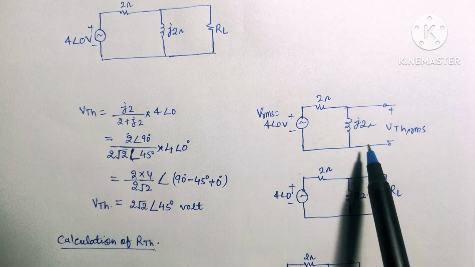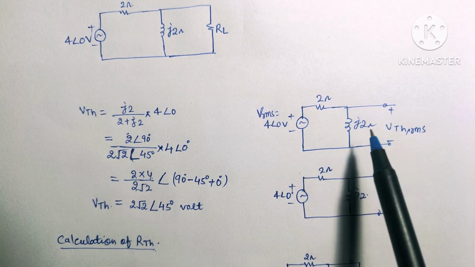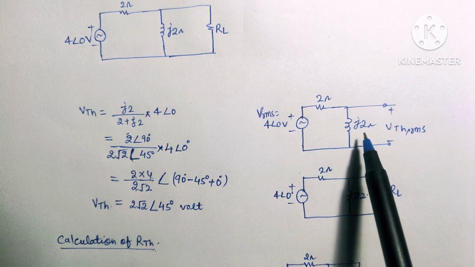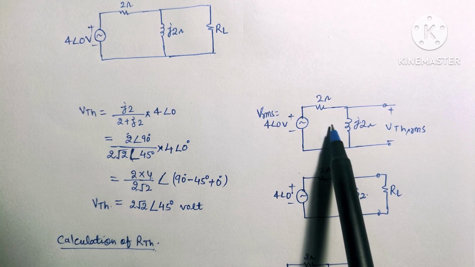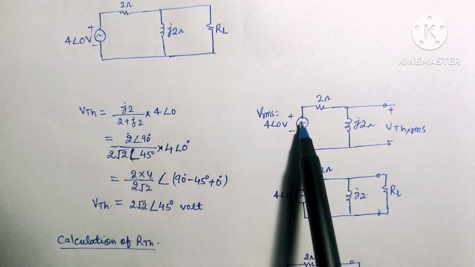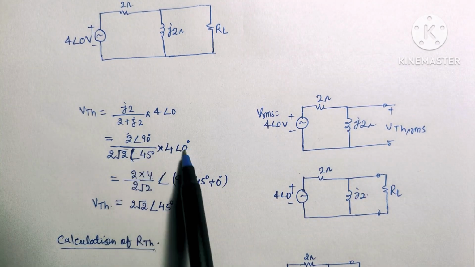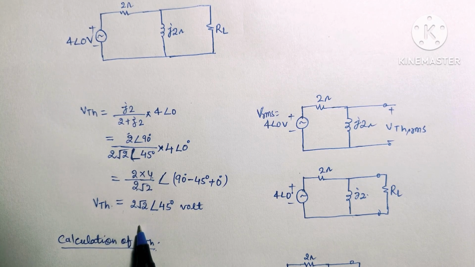Then VTH can be written by using the voltage division rule. We need to find the voltage across this resistance J2. So it will be J2 upon the sum of both the resistances, J2 plus 2, into the total voltage across these two resistances. After solving, we find VTH is equal to 2 under root, phase 45 degree.